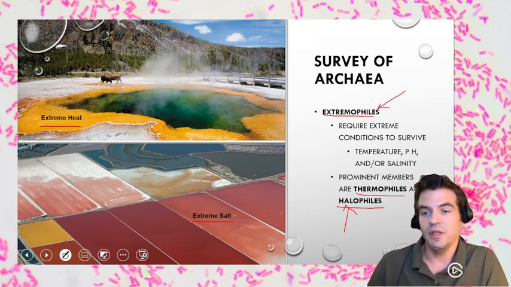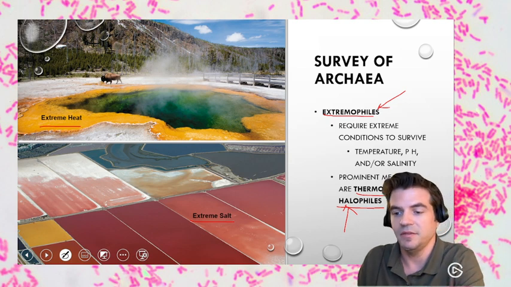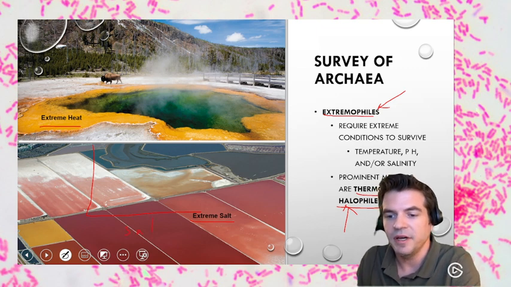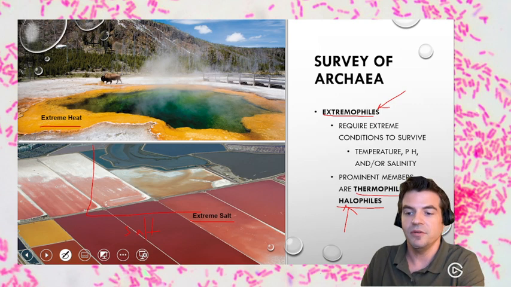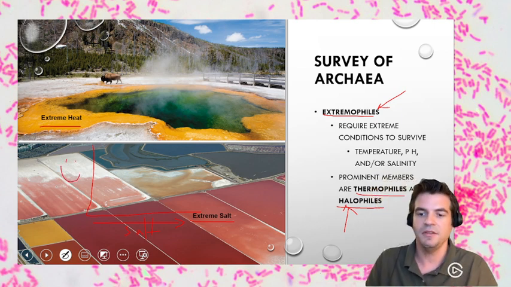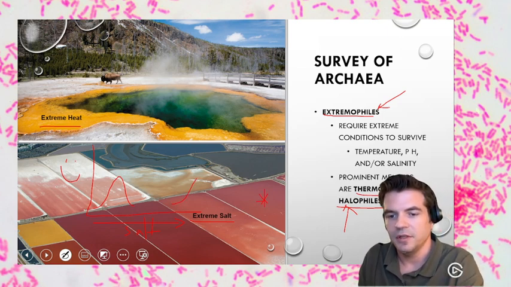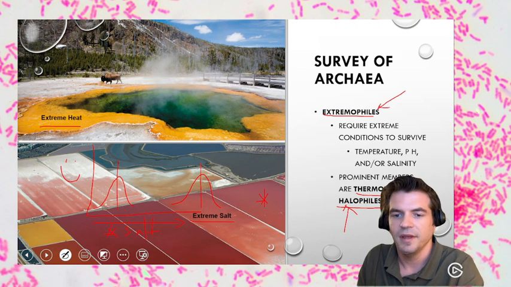So if you live in extreme heat, you are a thermophile. If you live in extreme salt, you are a halophile. And what that means is you can draw a graph and put the increasing amount of salt on the bottom, and the amount of creatures, or happiness, if you will, on the y-axis. Most creatures live somewhere here in a normal amount of salt. These creatures here would live here. They love the salt, right? So their salt content is low here and high here.